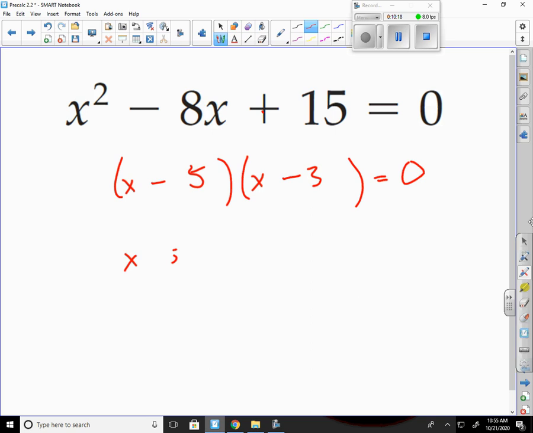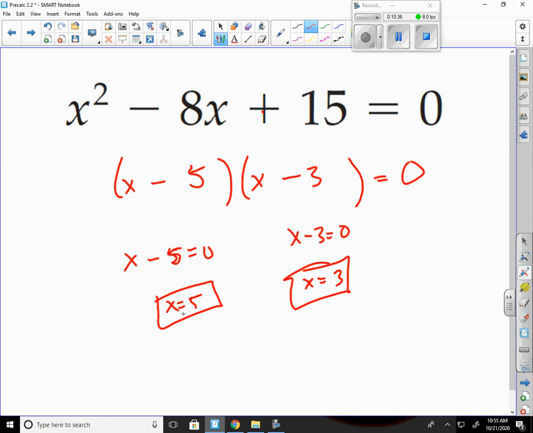x minus 5 equals 0, and x minus 3 equals 0. Add the 5 over, get x equals 5. Add the 3 over, x equals 3. And I'm done.